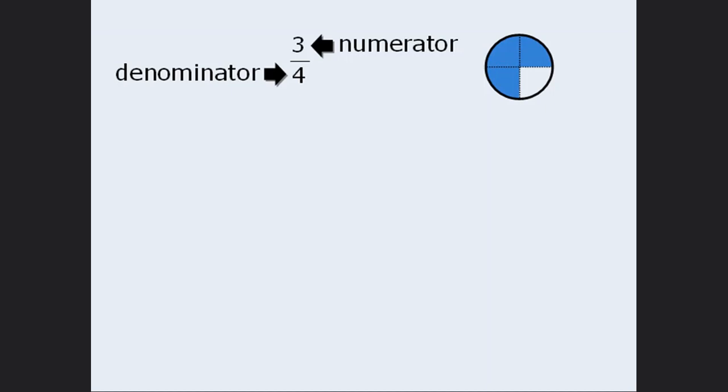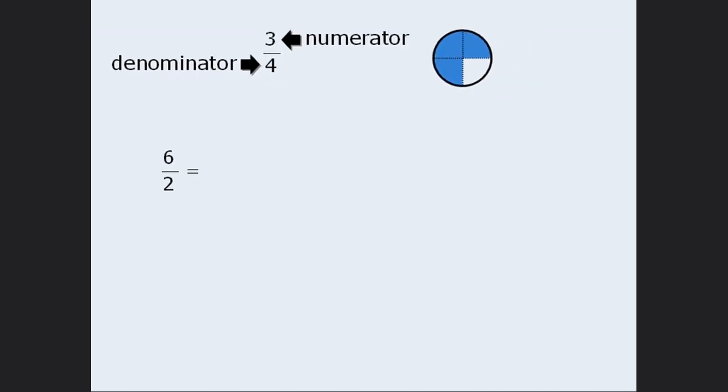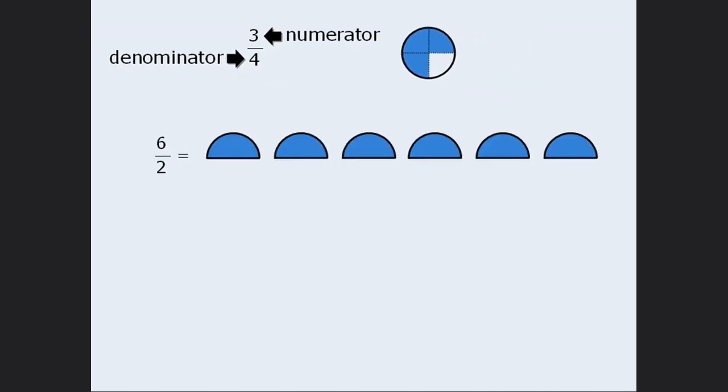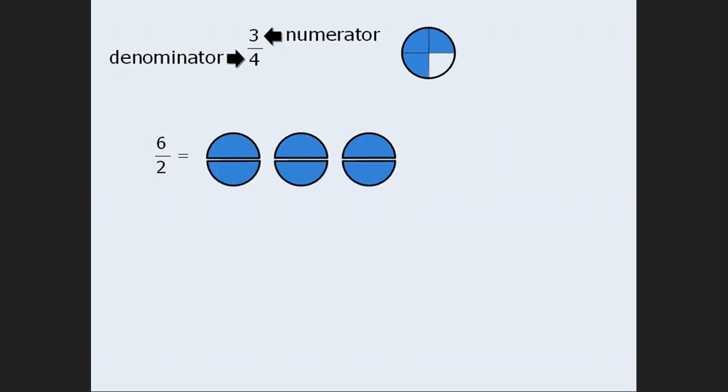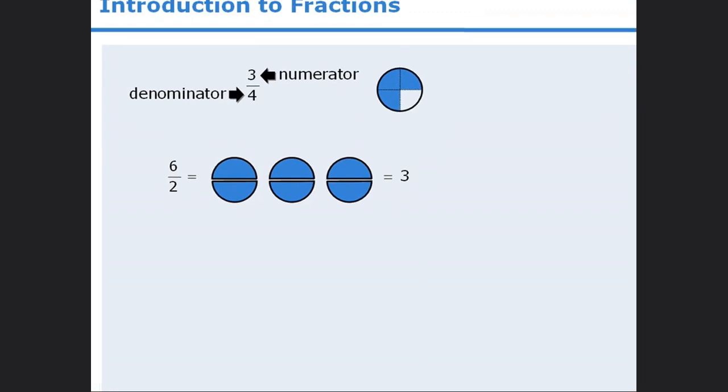Another way to look at fractions is to think of them as division. For example, the fraction 6 over 2 can be thought of as 6 divided by 2, which equals 3. Notice that if we apply the concept of a fraction as part of a whole here, we can think of 6 over 2 as 6 halves. Notice, however, that if we take three of these halves and match them with the other three halves, we end up with 3 wholes, or 3. So as you can see, the concept of a fraction as part of a whole can be very similar to the concept of a fraction as division.